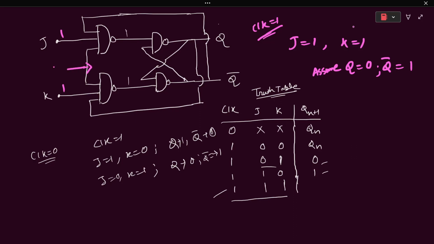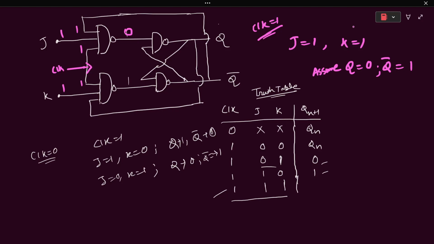This is the clock. When the clock is high, clock is 1, so this will be 1 and this will be 1. The third input will be Q complement, which we took as 1. So 1, 1, 1: if we AND this, 1 and 1 and 1 is simply 1. After that, if we invert it, the output of the NAND gate is simply 0.